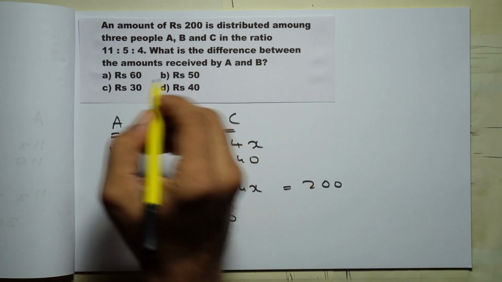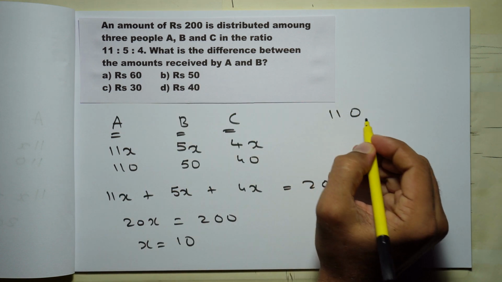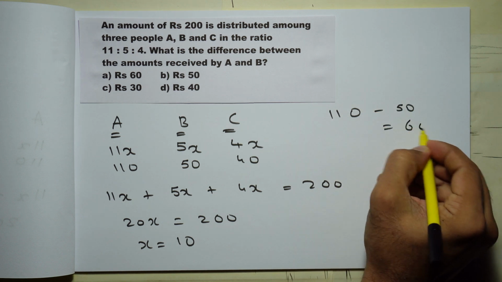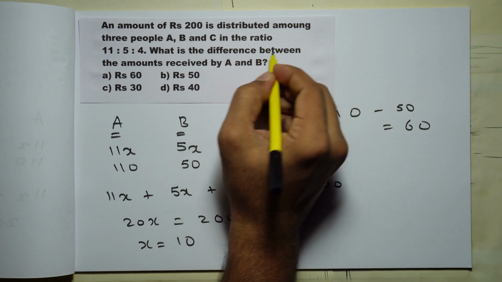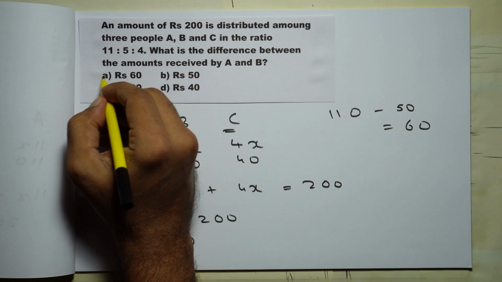What is the difference between the amounts received by A and B? A got 110 and B got 50. So their difference is rupees 60. So the difference between the amounts received by A and B is rupees 60, option A.